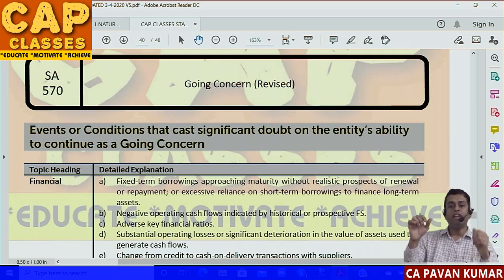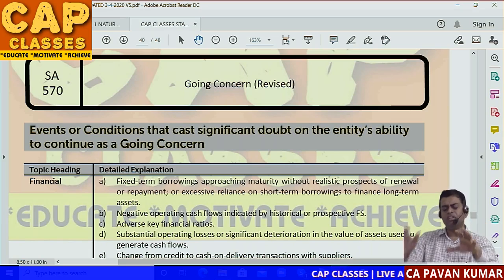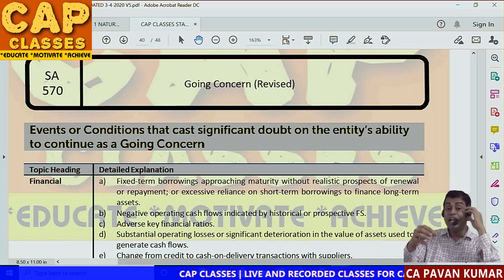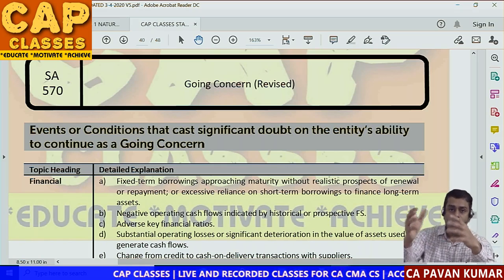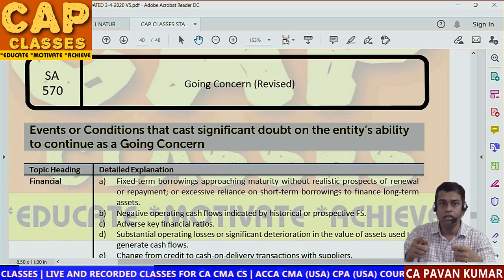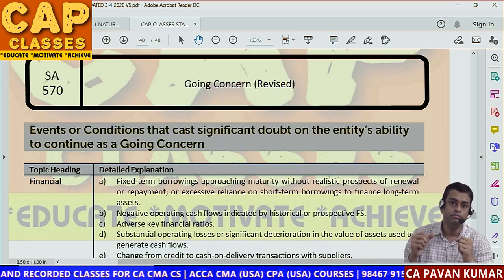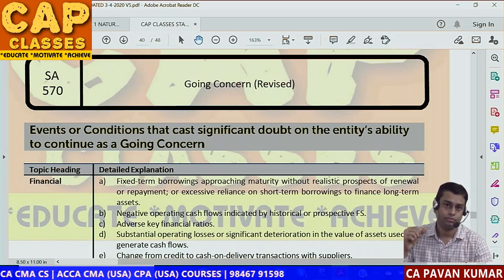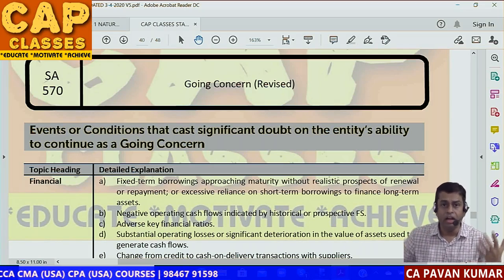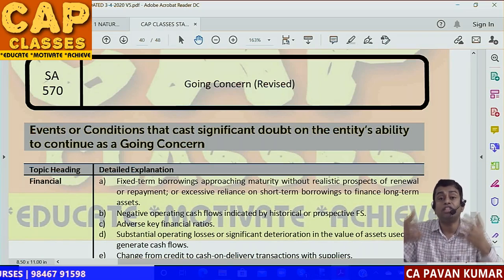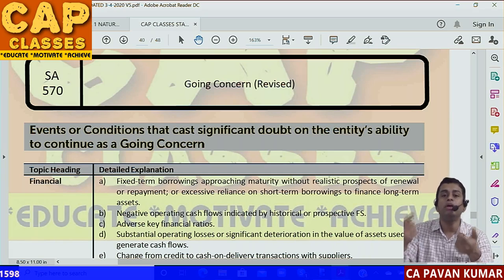Whenever the financial statements are prepared by the entity, close your eyes and assume that the entity is a going concern. That means its ability to continue in the future is not in danger. The entity has no intention to close down the business, nor does it have the necessity to shut down the business or major operations. One, I don't want to shut down my business. Two, I do not have any pressure or necessity to shut down business. So I am a going concern.